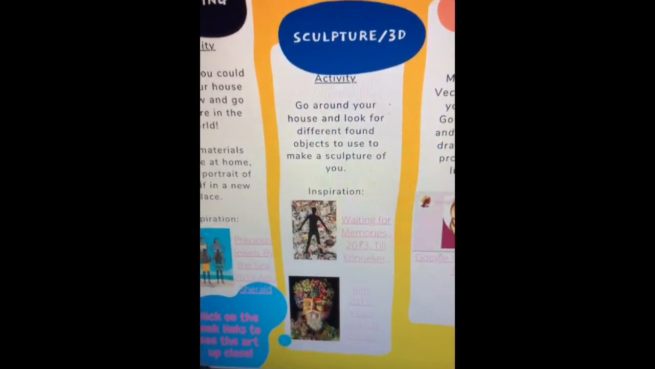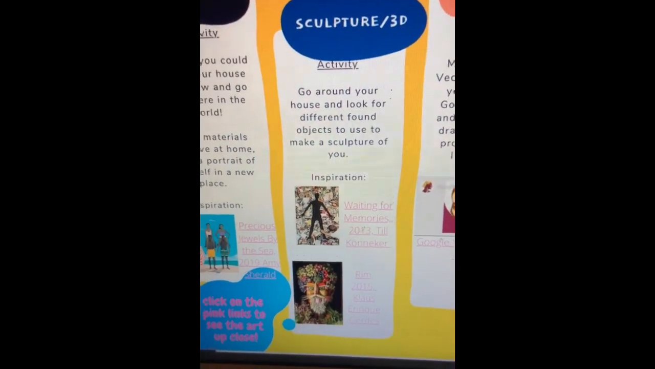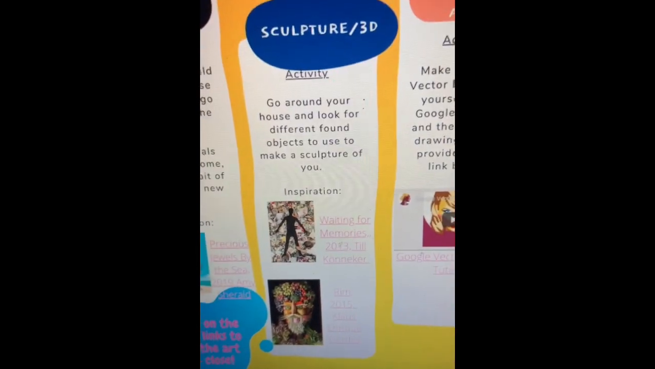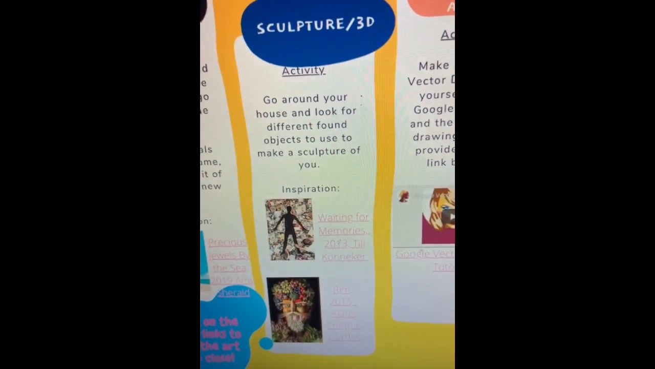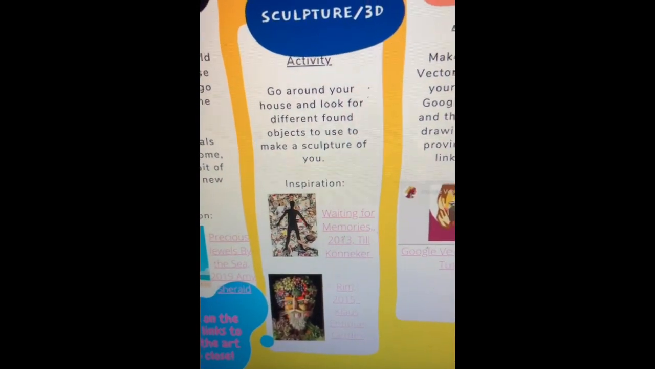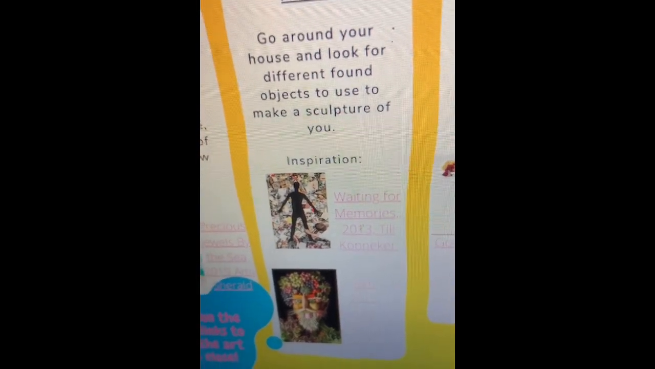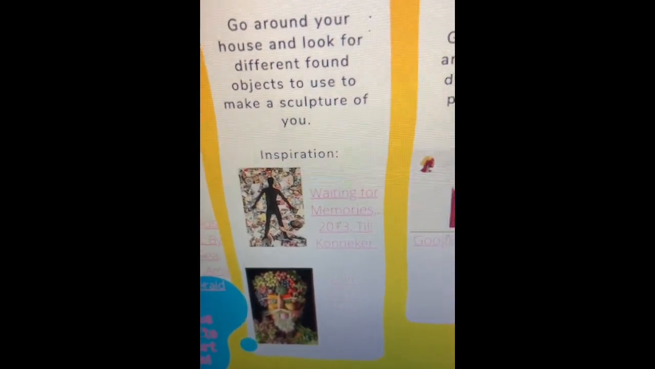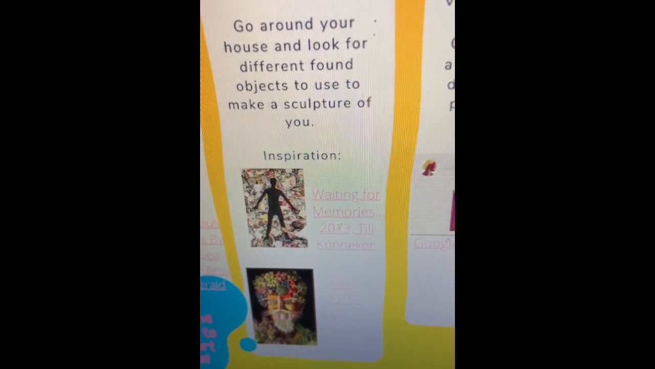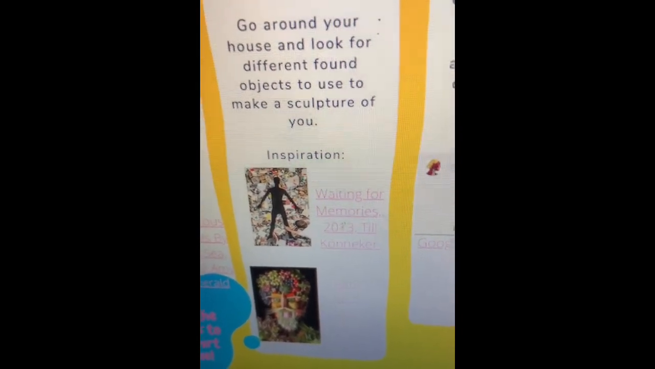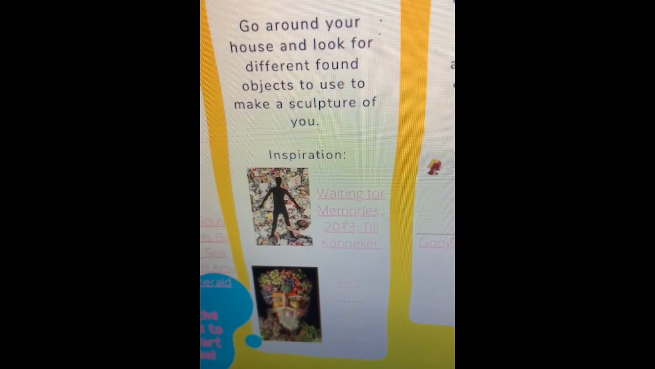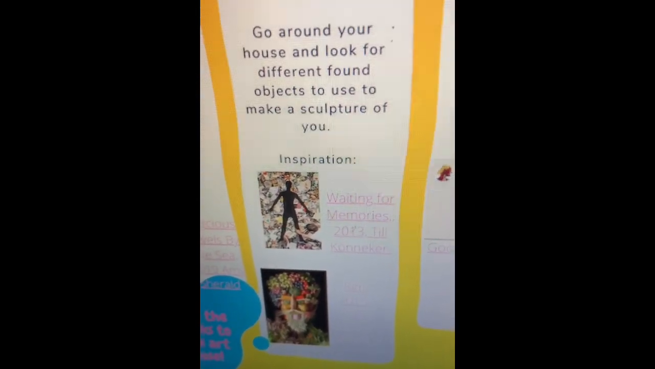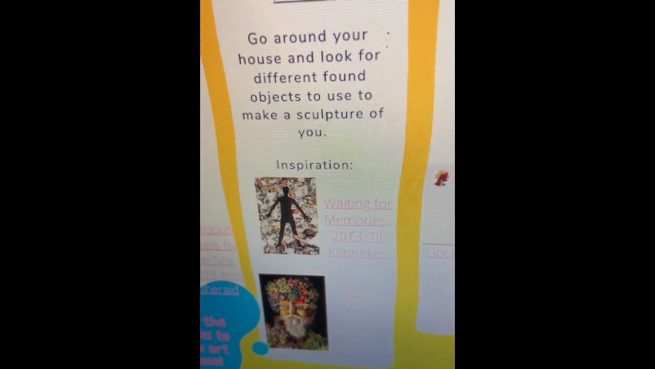Option number 3 for completing the assignment is for all my builders and sculptors out there. I want you to go around your house and look for different found objects that you could use to make a sculpture of you. The inspiration for this activity comes from a Swiss artist named Till Konecker, and he made this self-portrait out of objects he had in his artist studio. Pretty cool, huh? What materials do you have laying around your house that you could use to build a self-portrait?